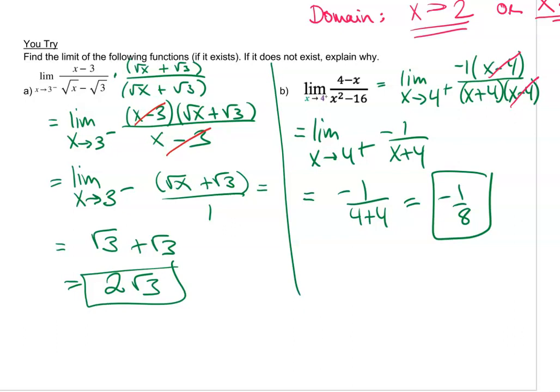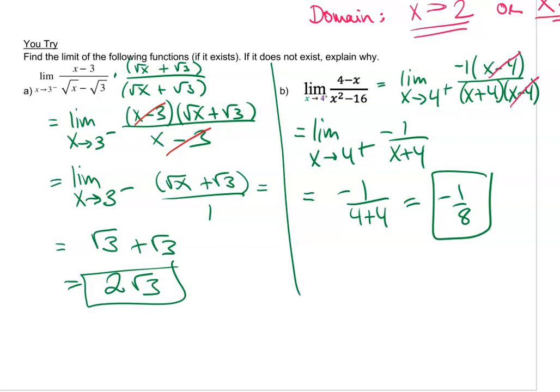So this was one of the functions where I had to multiply by the conjugate to rationalize the denominator. When I multiplied these together, I got x minus 3 in the denominator, which canceled with the x minus 3 in the numerator. That left us with just the square root of x plus the square root of 3 over 1. I'm taking the limit of that as x approaches 3 from the left, but it's still approaching 3, so I can just go ahead and substitute in the 3 now.